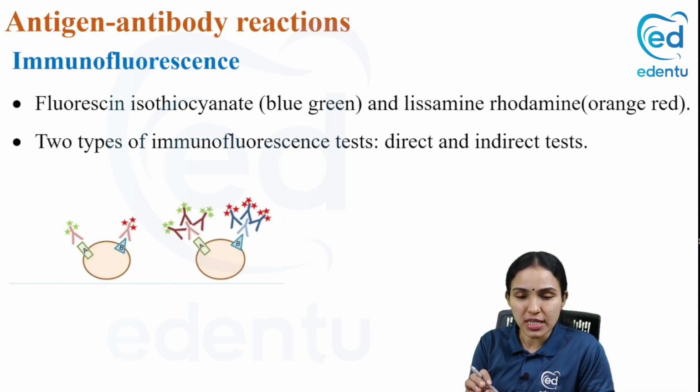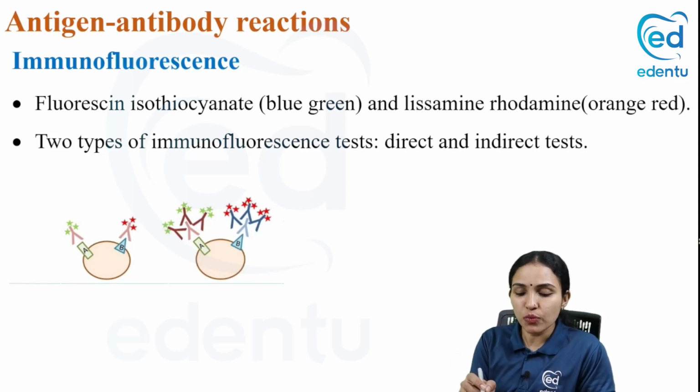Like fluorescein isothiocyanate, which is a blue-green colored dye, or lissamine rhodamine, an orange-red colored dye. When we are using fluorescent dyes, you need a fluorescent microscope to visualize them. What these fluorescent dyes do is absorb the UV light and emit visible light. So you'll be able to see that greenish or bluish fluorescence when you look through the microscope.